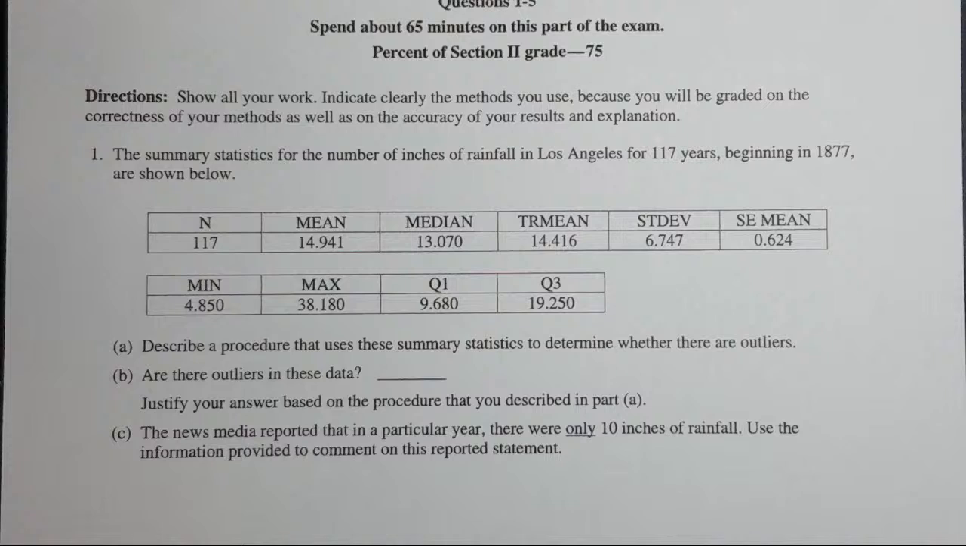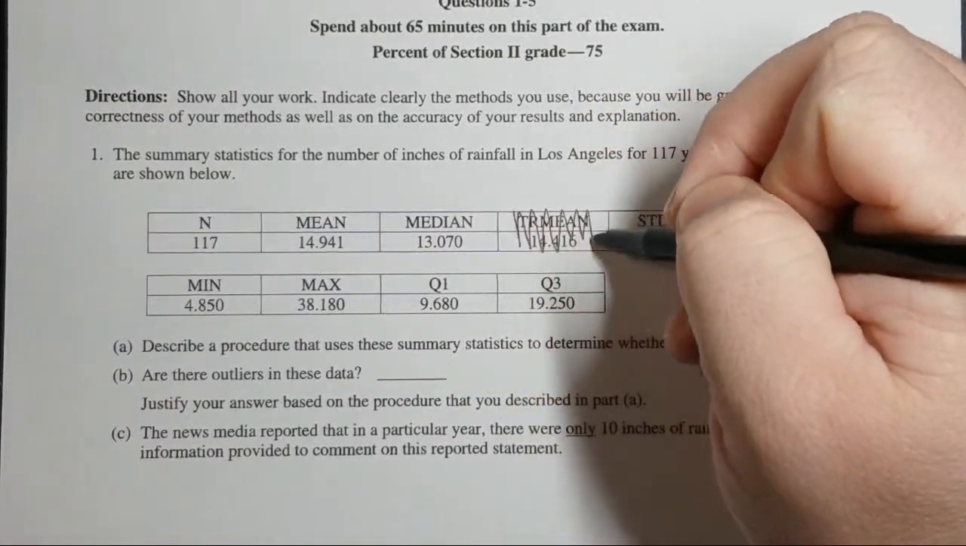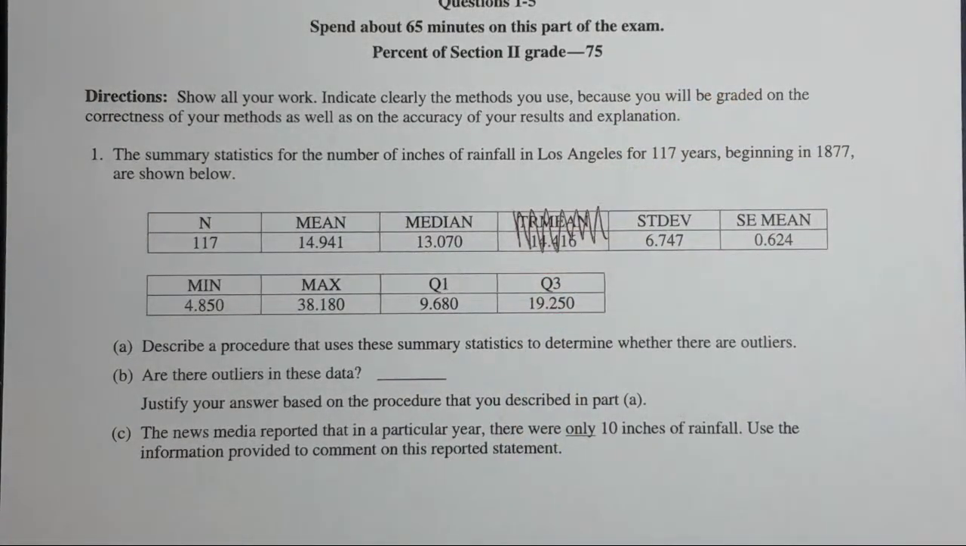So, I'm looking at this question. The summary statistics for the number of inches of rainfall in Los Angeles for 117 years beginning in 1877 are shown below. And they give you all this information. Now, one thing I want to point out. TR mean is not something you're going to have to worry about. TR mean, true mean, is what they're actually saying. It's a weird calculation. The formula is not something typically used in basic statistical classes, so you're not going to have to worry about that. Put it out of your mind. We're going to focus on the rest of that data.